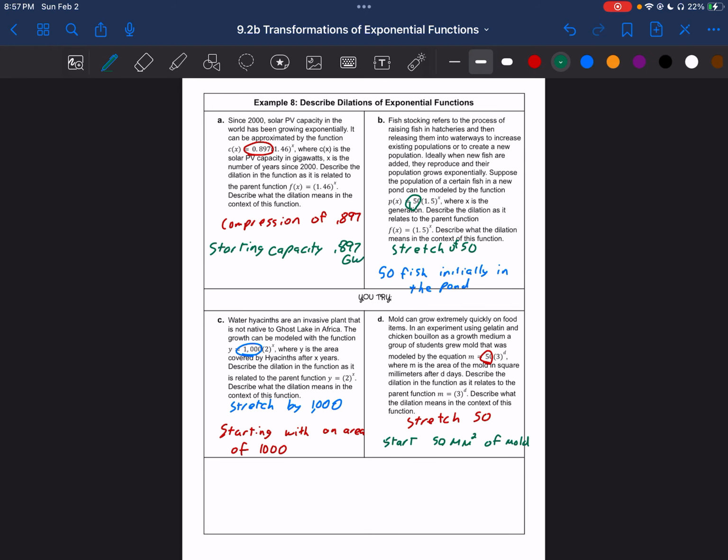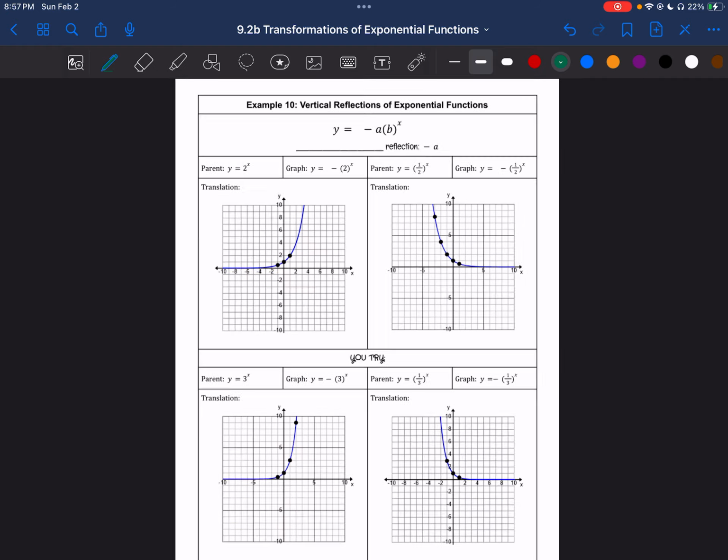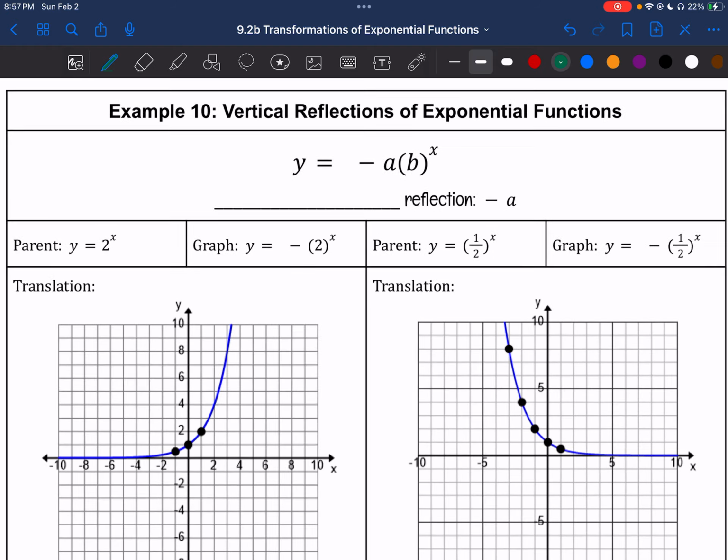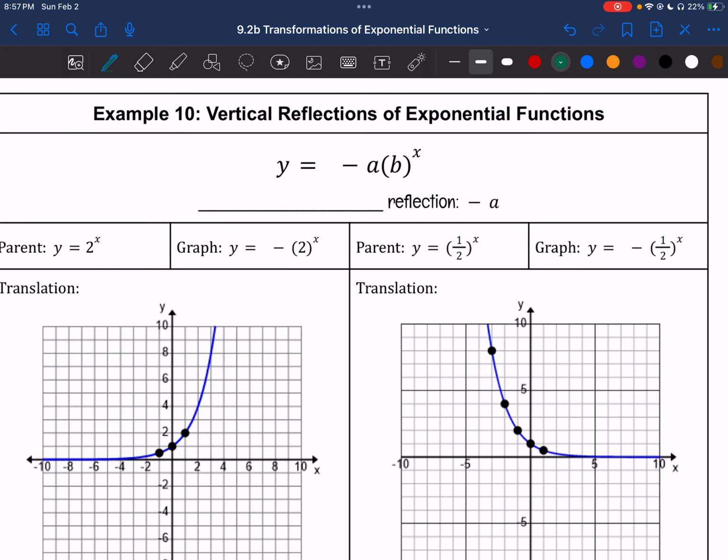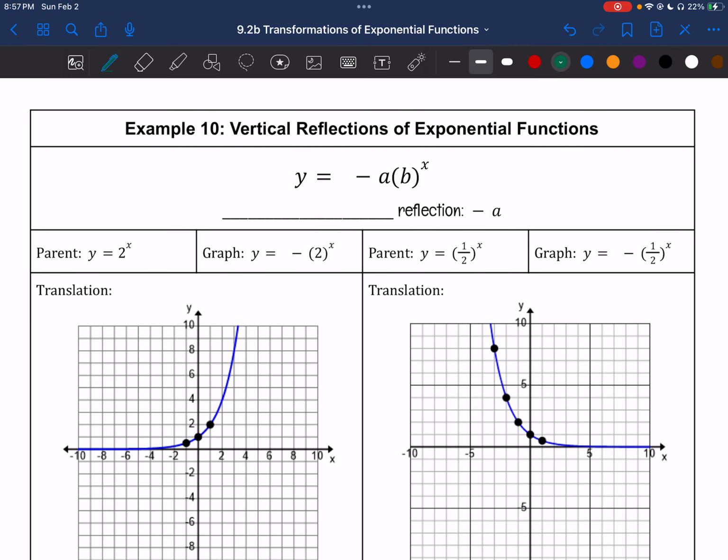So we're going to go on to number 10 now. Example 10 is vertical reflections of exponential functions. So when we have a negative sign out here, that is telling us a negative a value means we are reflecting that transformation. We are going to have a vertical reflection. So we are flipping it across the x-axis.